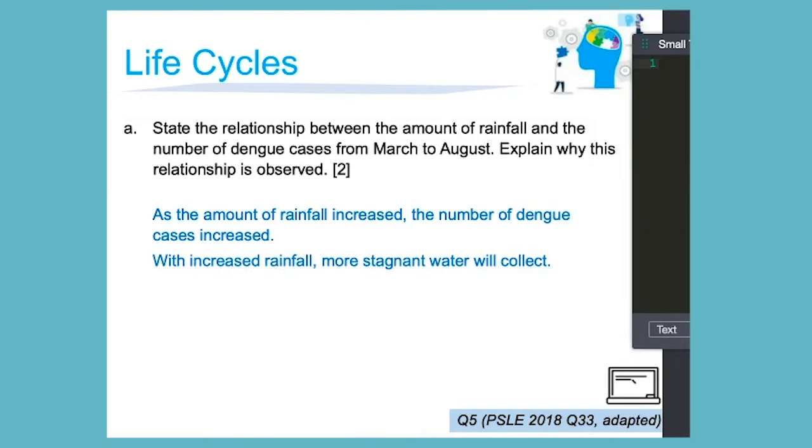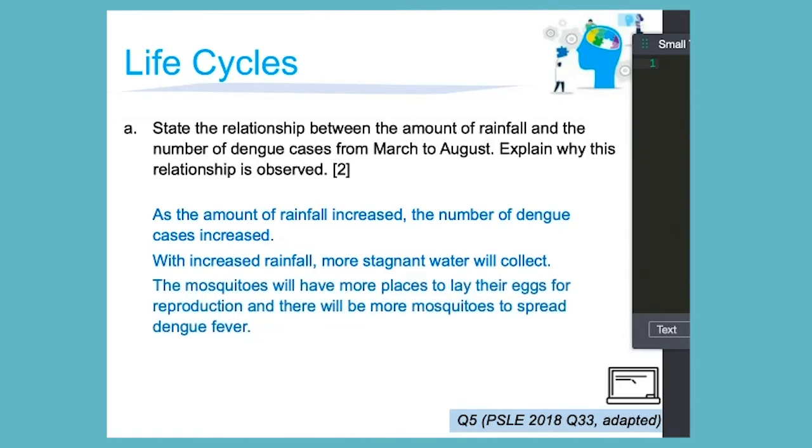With increased rainfall, there will be more water that can be collected. Or you can say more stagnant pools, more water pooling. And this water pooling or this stagnant water will allow mosquitoes to lay their eggs. So it is not specific enough to just say, oh, with more water, then they can breed. Breeding is usually more linked to male mosquito meet female mosquito.